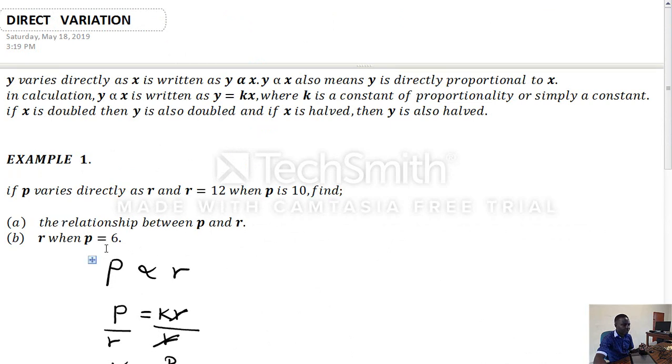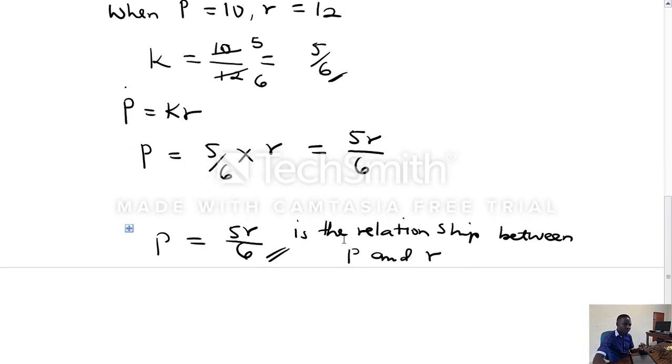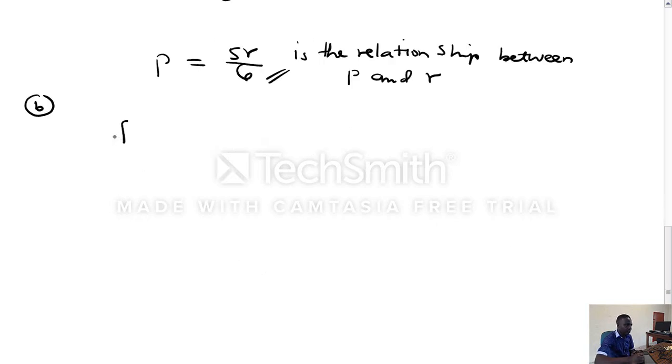which we have gotten, and b says find r when p is equal to 6. That we should find r when p is equal to 6. So b says we should find r when p is equal to 6. But we know that the relationship between p and r is given as p is equal to 5r over 6. So when p is equal to 6, what is r?